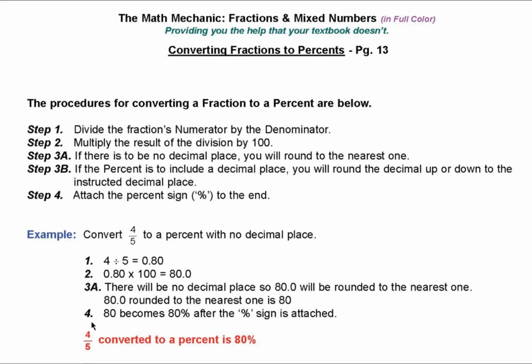Step 4. Attach the percent sign to the end. "80" now has a percent sign at the end of it. Therefore, 4/5 converted to a percent is 80%.